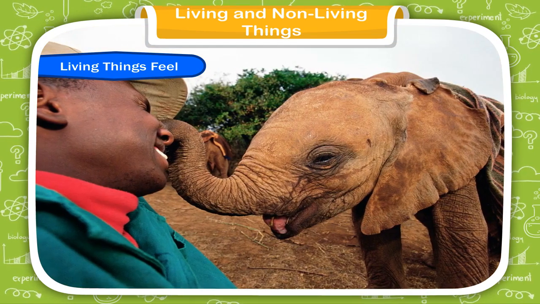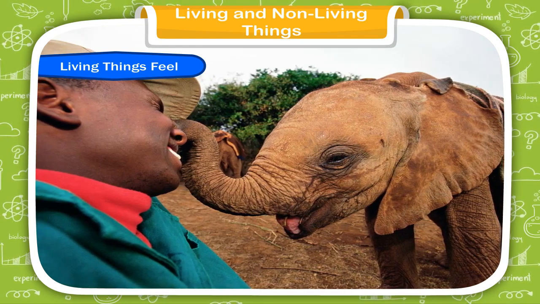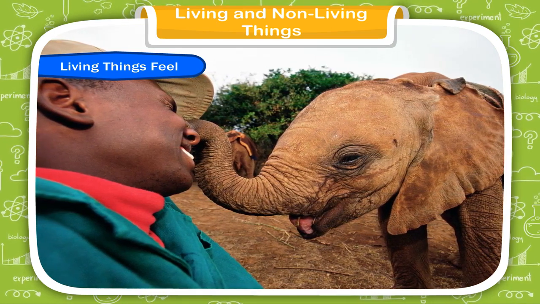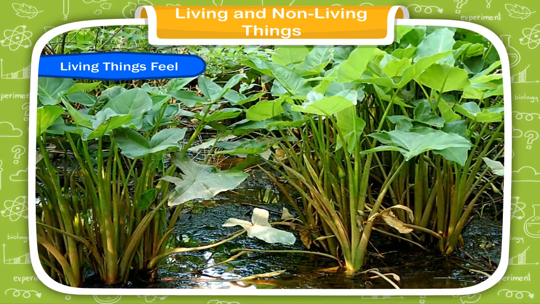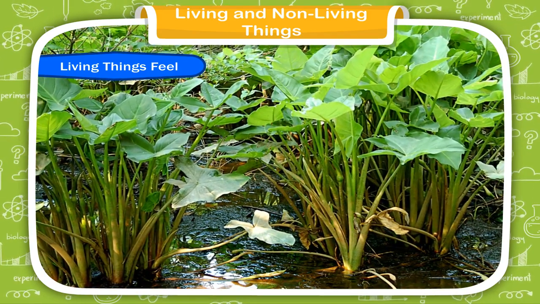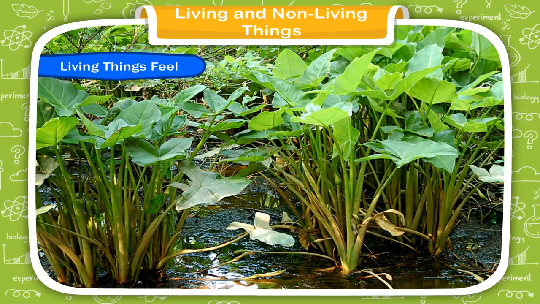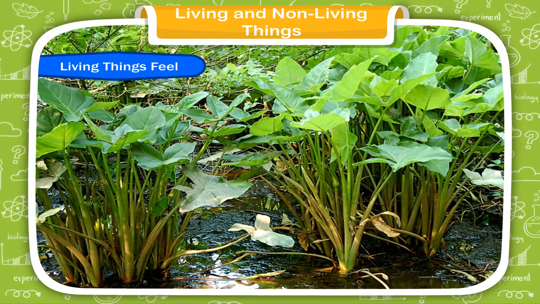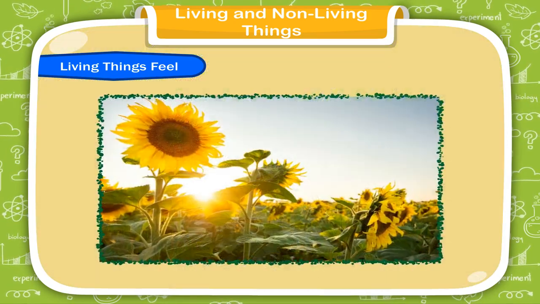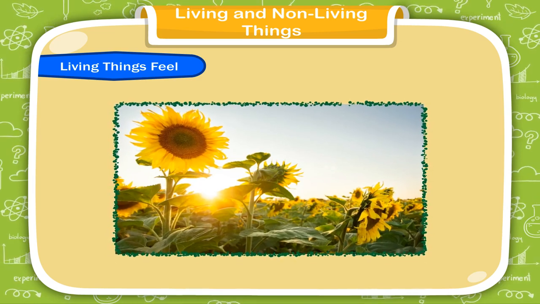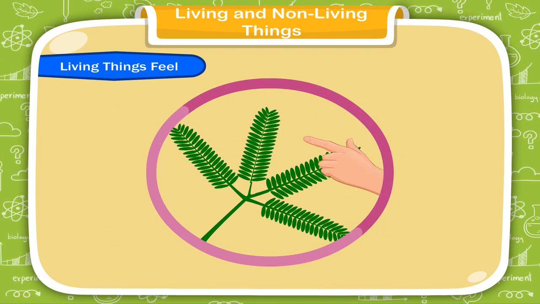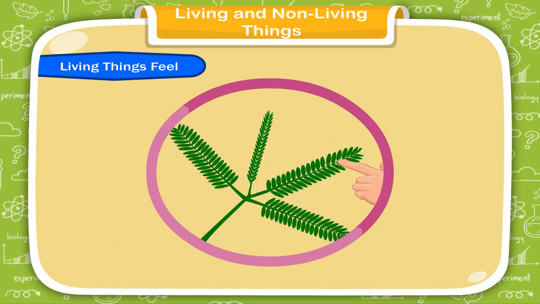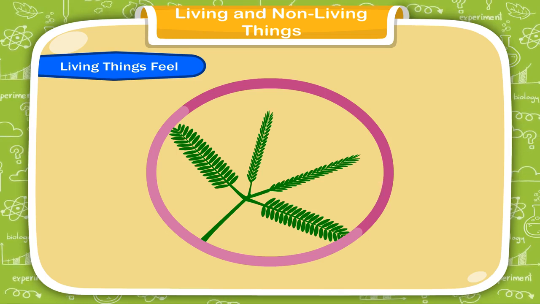They can also feel danger. They search for their food with the help of their sense organs. Plants can also feel. They do not have sense organs, but they can feel the changes around them. Sunflowers turn towards the sun. The leaves of the touch-me-not plant close immediately when we touch the plant.